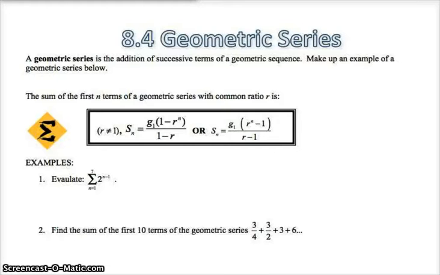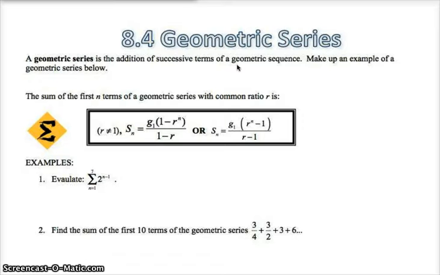Moving on to a geometric series. So remember, the difference between a sequence and a series is what? A geometric series is the addition of successive terms of a geometric sequence. Make up an example of a geometric series below. You should be able to do that. You just take a geometric sequence and put plus signs in between the terms.